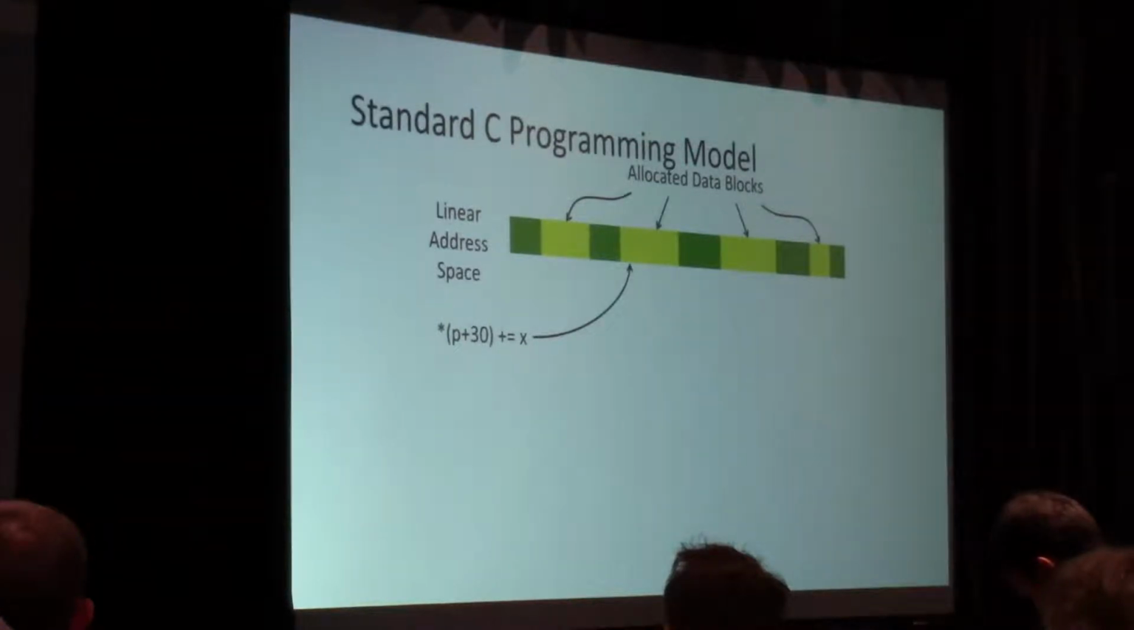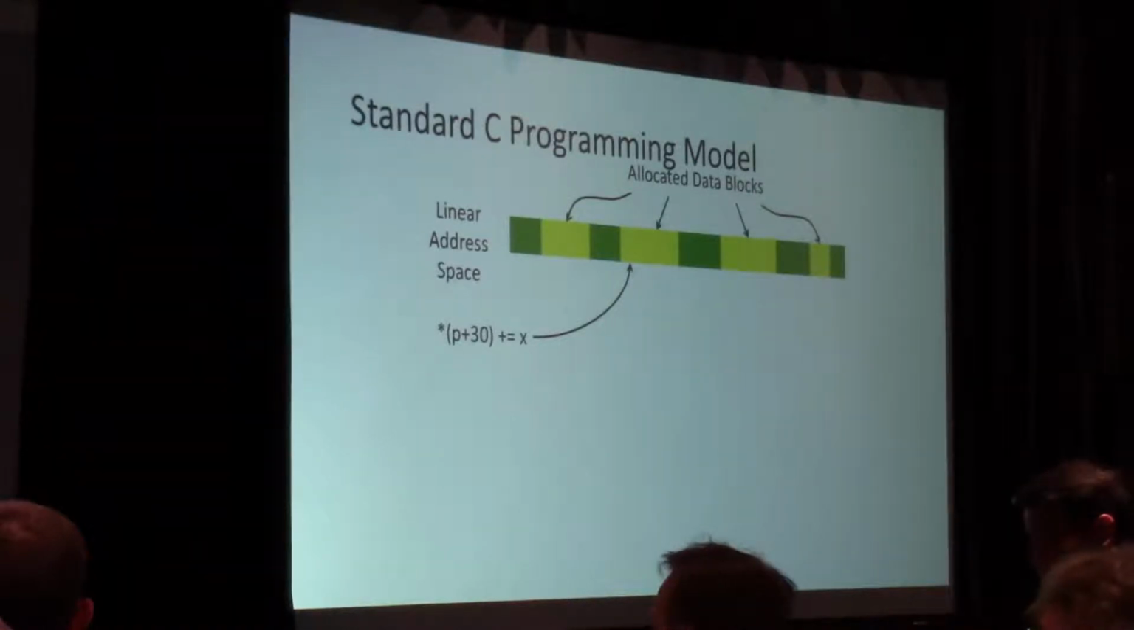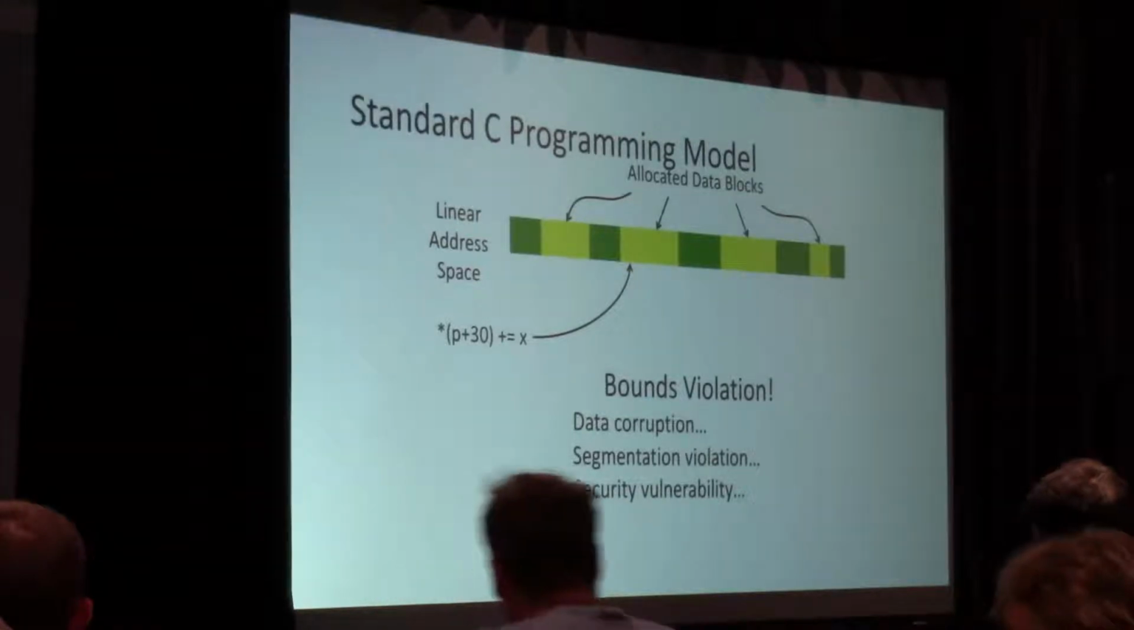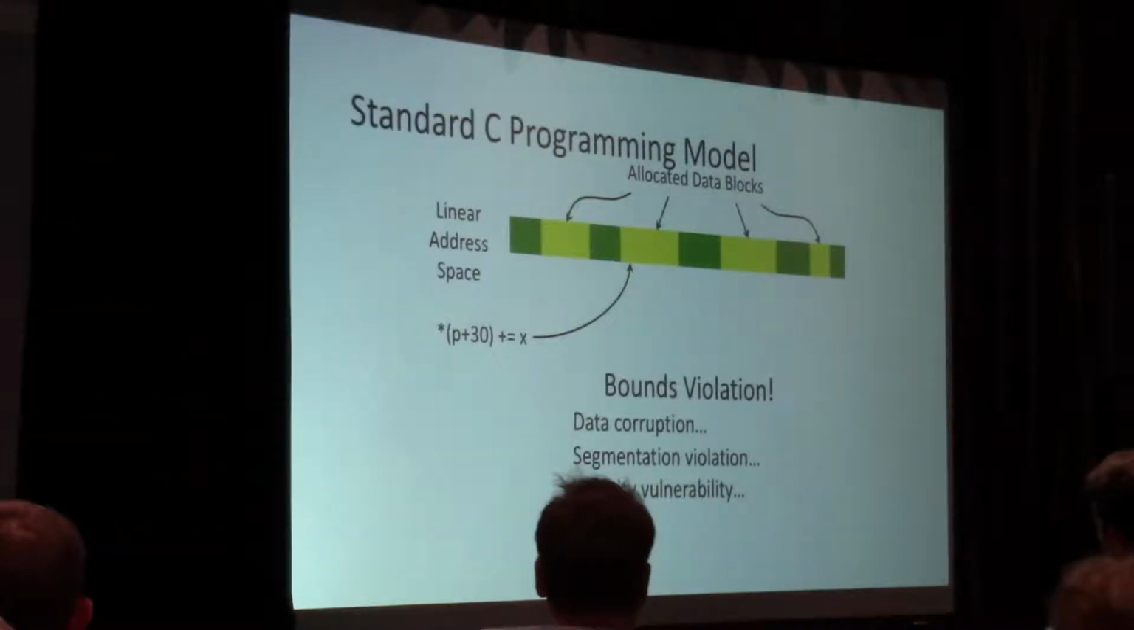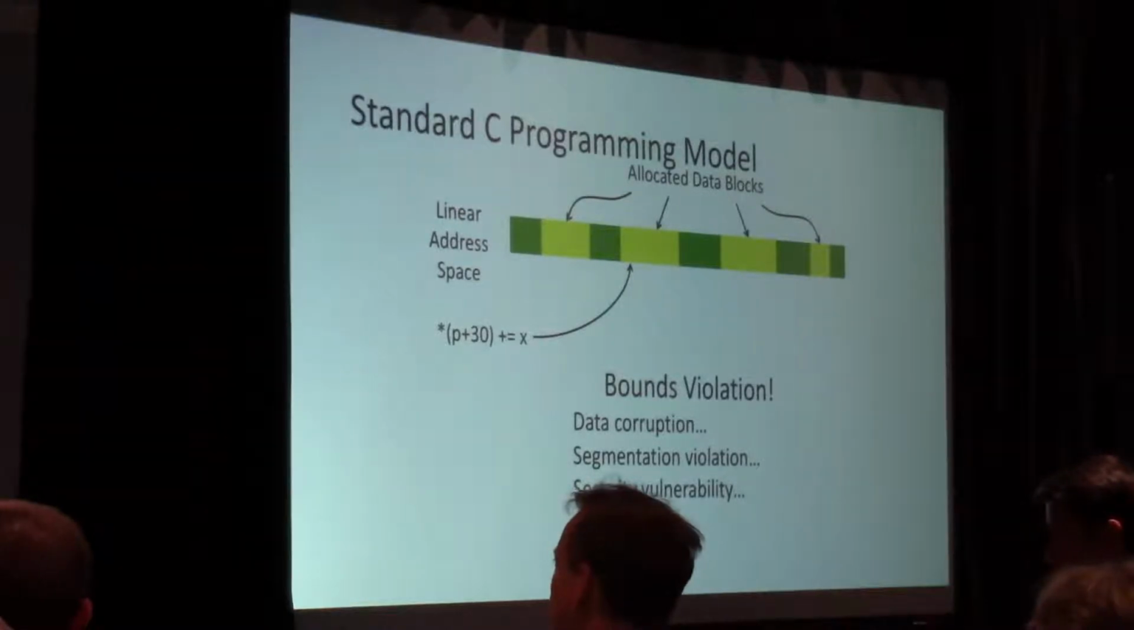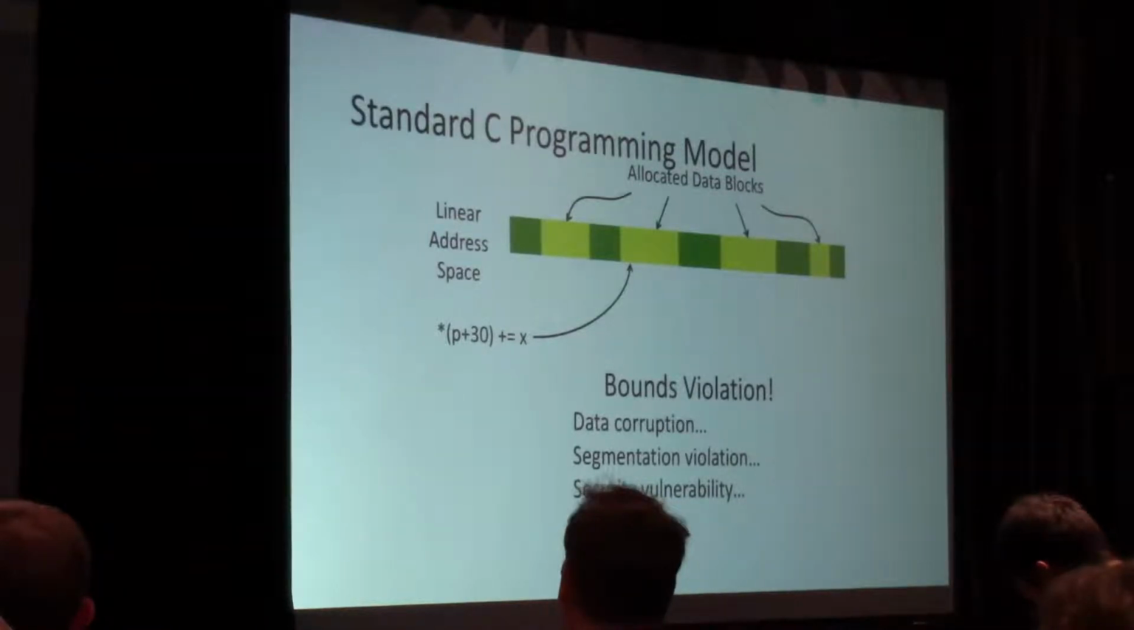What happens when you do? It's undefined, but your program will definitely do something. Okay? So you get a bounds violation. It's data corruption, segmentation violation, security vulnerabilities. People have been working on this problem ever since, what, the 60s, 50s? Well, congratulations. It's now a solved problem.